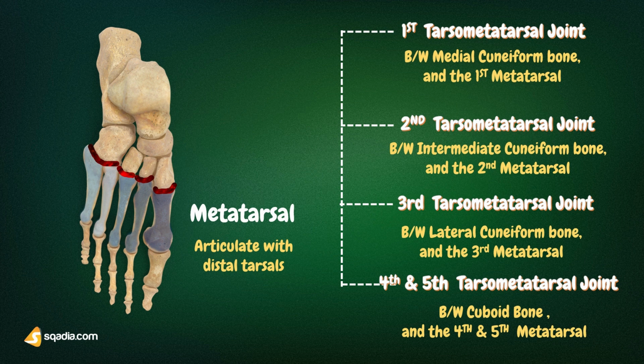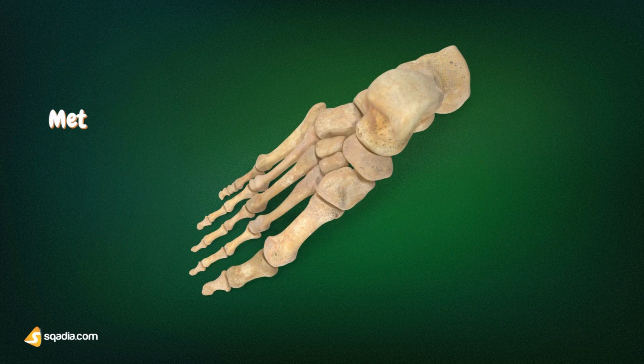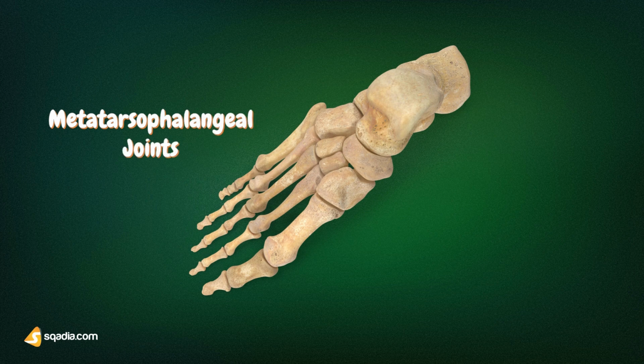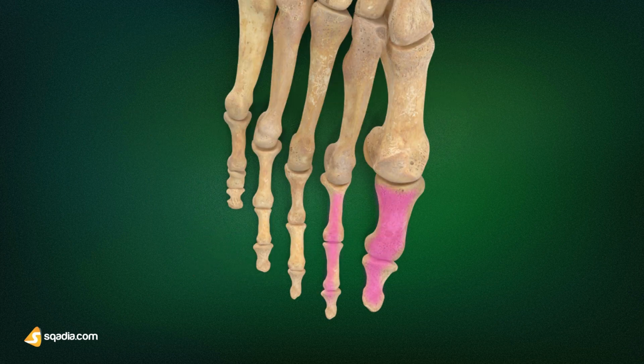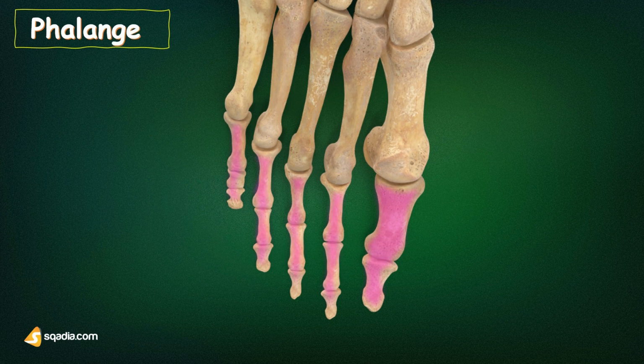Just like the metacarpal bones of the hand, the metatarsal bones have a base, body, and head. Each of the metatarsal bones forms the metatarsophalangeal joint. This is the joint between the metatarsal bones and the phalanges. In each toe, there are 3 bones, except the first toe, which has 2 bones.